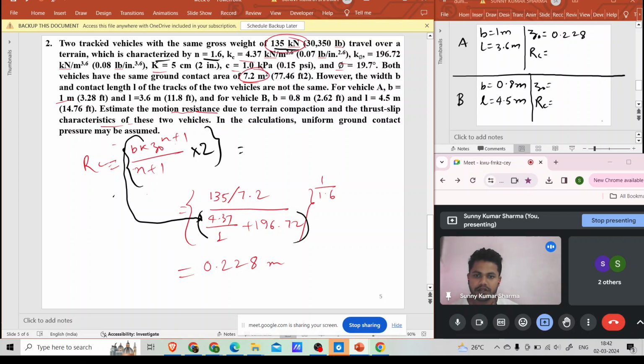Means what you have to basically do is 1 into the K value which you have obtained from here, that I am not reading, is 1 into Kc by b plus Kphi into z0, which is 0.328, to the power n plus 1, divided by n plus 1, 2.6 by 2.6. This you will get as 3.28 kilonewton.